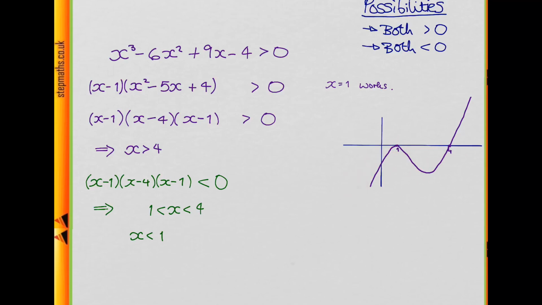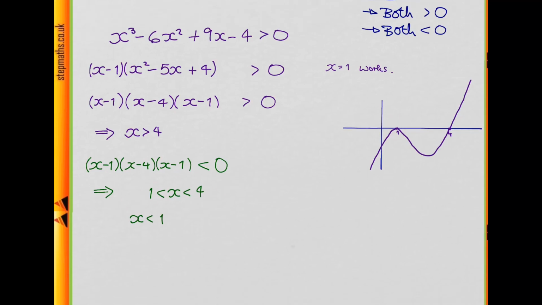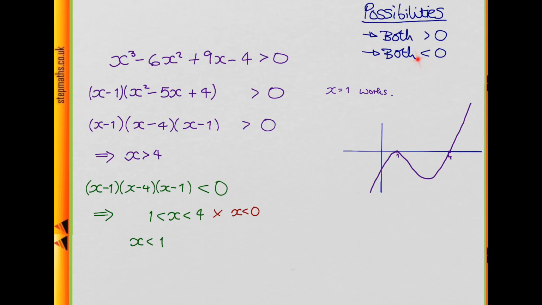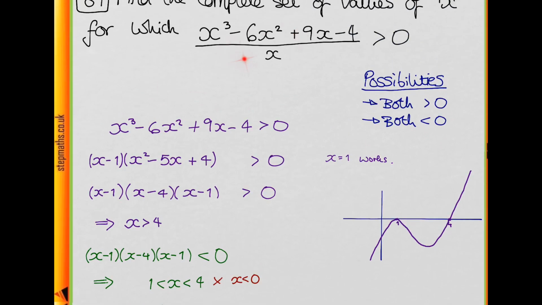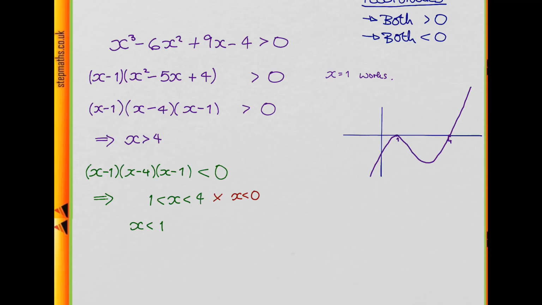Notice that you can't just write this as less than 4, because it's not strictly less than 0 at this point 1. Here it's equal to 0, so it doesn't satisfy the inequality. So we need these two inequalities here. However, we can discard this top one because we've said that we need both the top and the bottom to be strictly less than 0. And if x is between 1 and 4, it's definitely not strictly less than 0, so this doesn't work.